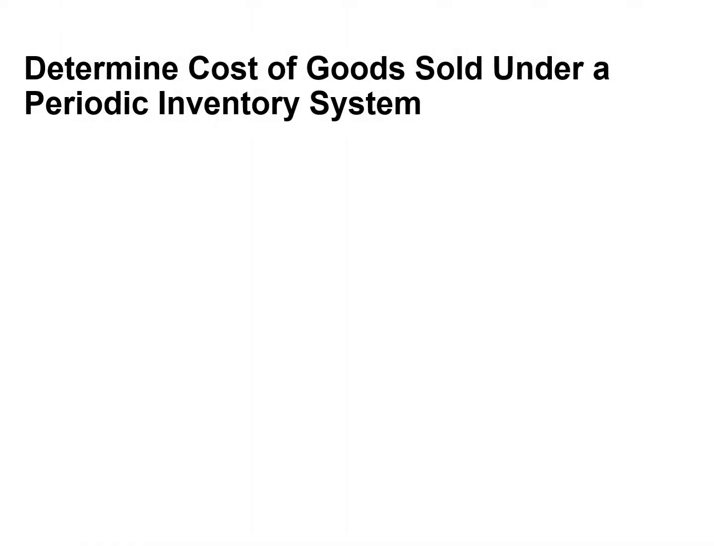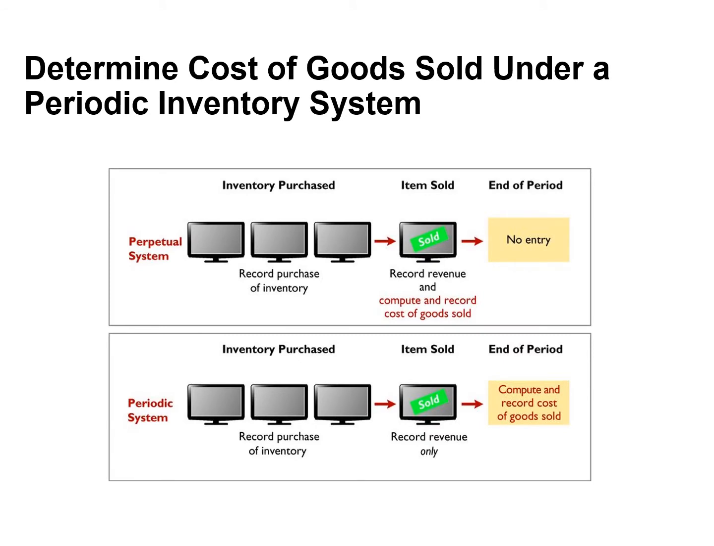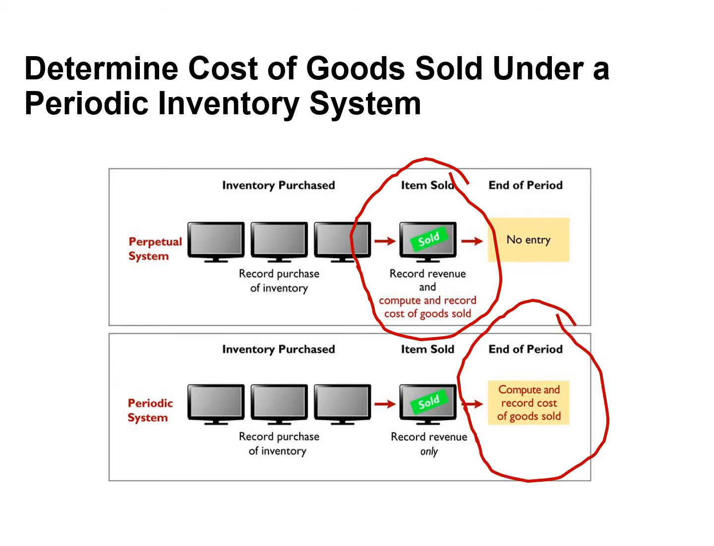Determining cost of goods sold is different when a periodic inventory system is used rather than a perpetual system. A company using a perpetual system makes an entry to record cost of goods sold and to reduce inventory every time a sale is made. A company using a periodic system does not determine cost of goods sold until the end of the accounting period. In this video, we will determine the cost of goods sold using a periodic inventory system.